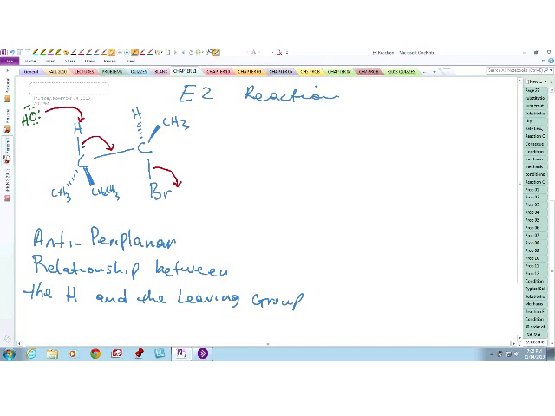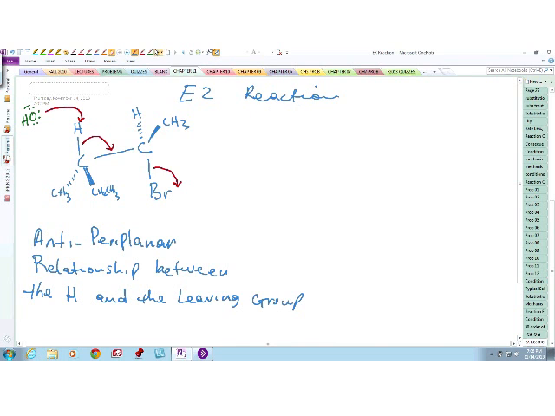It's almost as though, let us say this is the hydrogen here. You see, they are on the same plane. Think of this as the hydrogen. Think of this as the bromine. They are on the same plane, but they are also anti to each other. That relationship must be there for the E2 reaction to go. Okay, that relationship must be there.